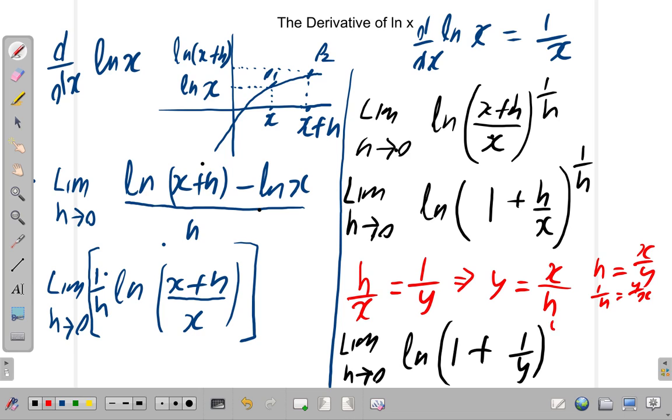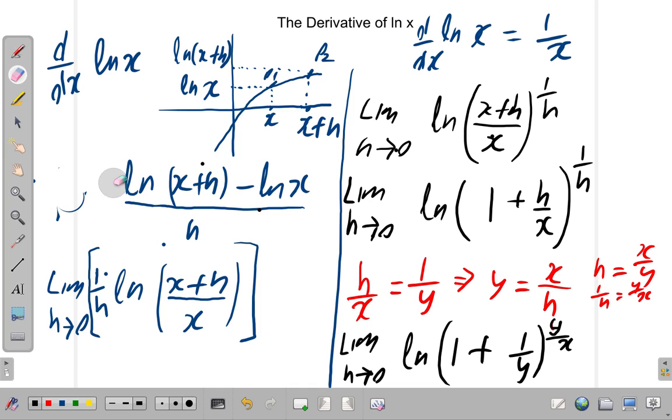It's to the power of y over x. Alright, good. Now, here, y is just a number because we had said before to let h over x equal 1 over y. So y would be a number here. So let's continue over this side.